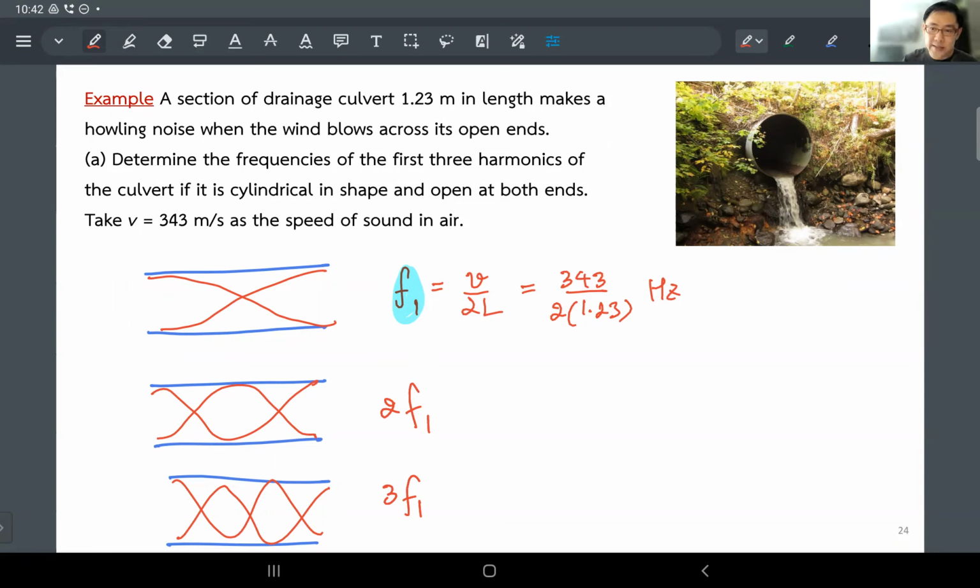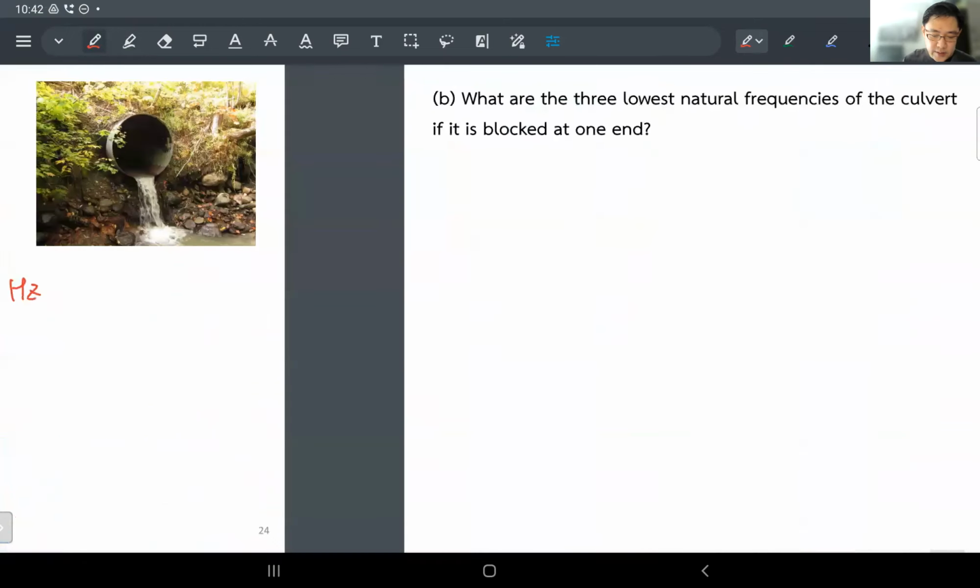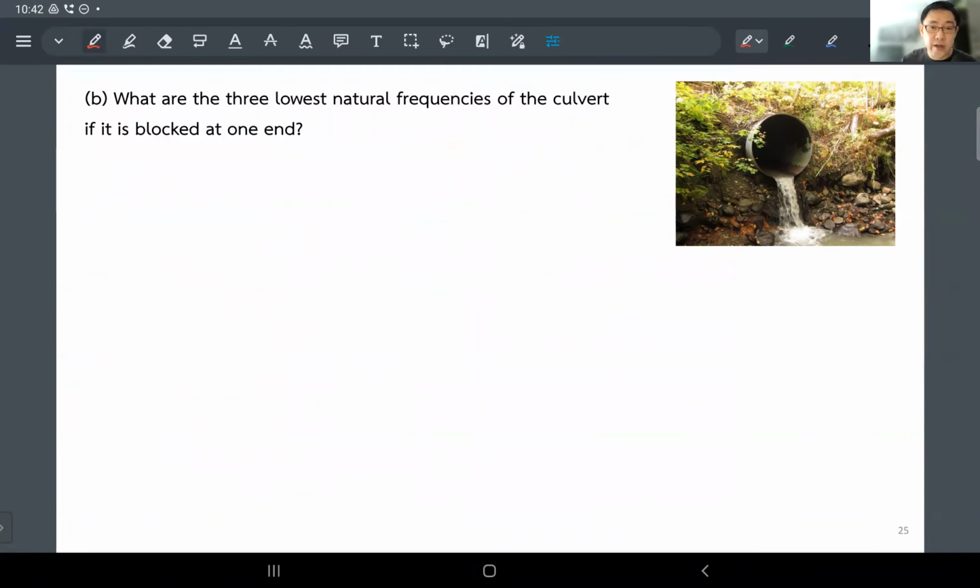The speed of sound is 340. It's up to you. Because this problem gives you 343, just use 343, but if it's not given, you can use 340. It's just an approximate value anyway. It depends on the temperature and condition of the air, but it's somewhere around 340 to 350. And the next example just says: what are the three lowest natural frequencies of the culvert if it's blocked at one end? So you just change the condition and everything turns into one open, one closed. That's it.